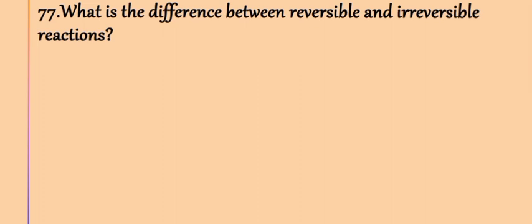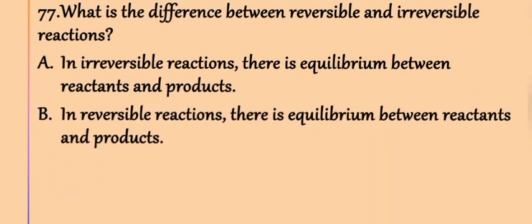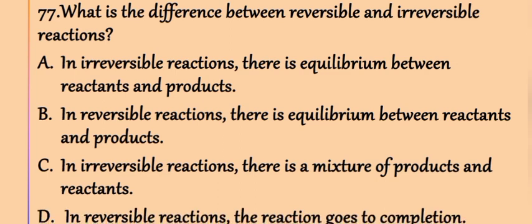Question 77: what is the difference between reversible and irreversible reaction? A, in reversible or non-reversible reaction there is equilibrium between reactant and product. No. B, in reversible reaction there is equilibrium between reactant and product. C, in irreversible reaction there is a mixture of product and reactant. D, in reversible reaction the reaction goes to completion.